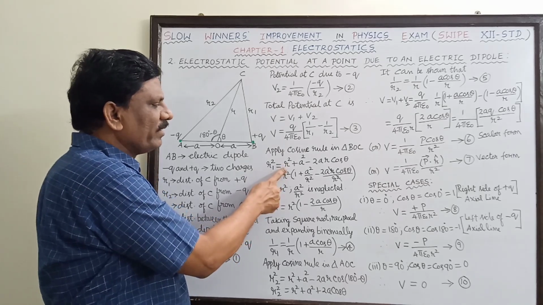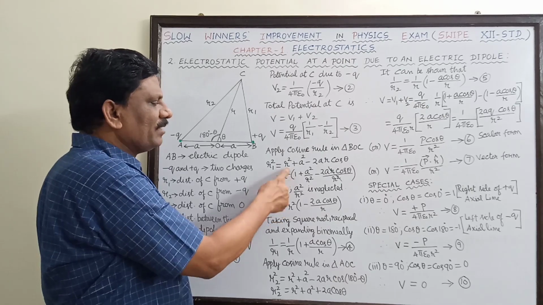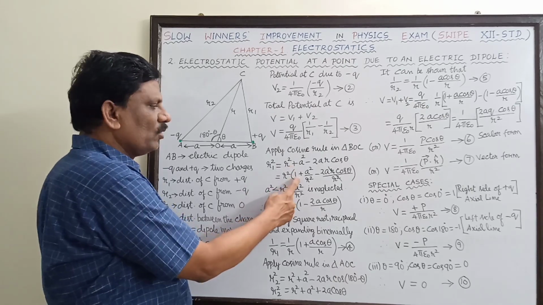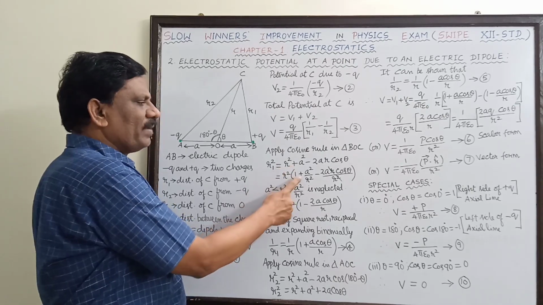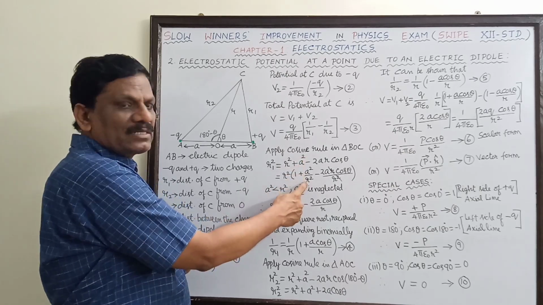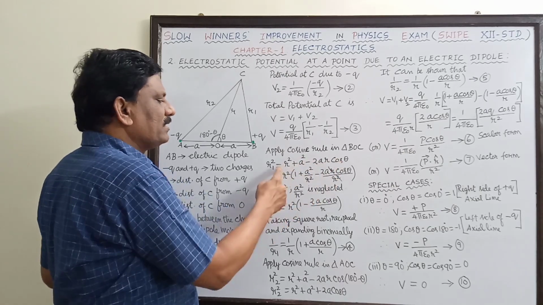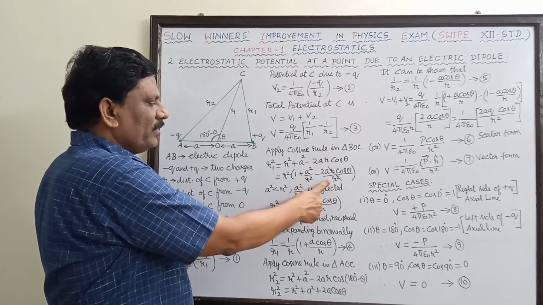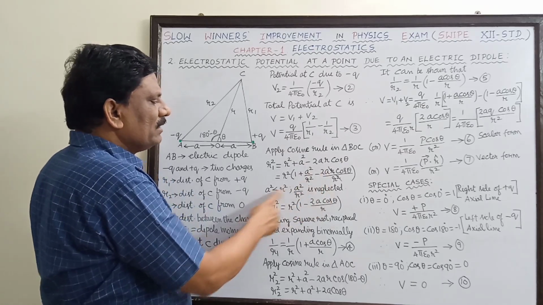When I take r square as the common factor, inside the bracket the first term will be 1. So 1 into r square is r square, plus the second term is a square by r square, minus 2ar cos theta by r square. So up to this step.